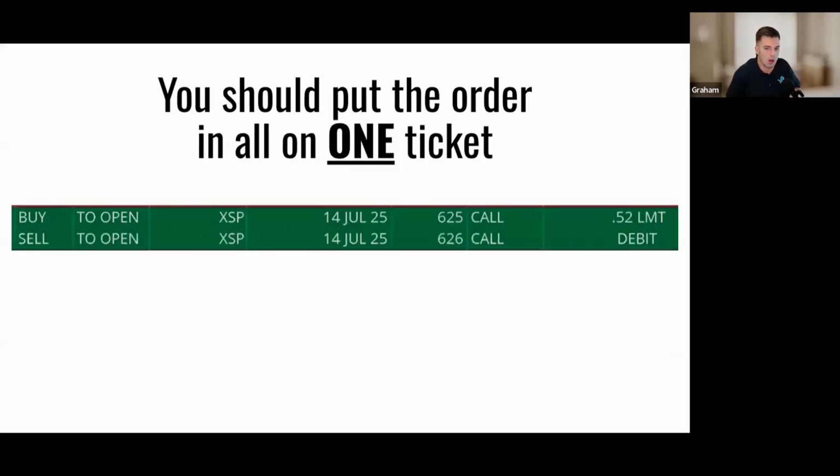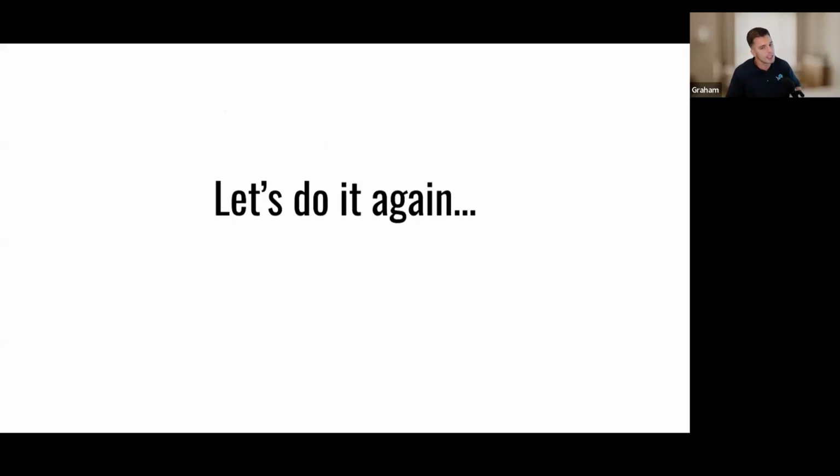We're going to enter it all on one ticket. And here was my trade that day. Bought the 625, sold the 626. I got in for 52 cents. We'll talk about profit target next, but let's do this again.